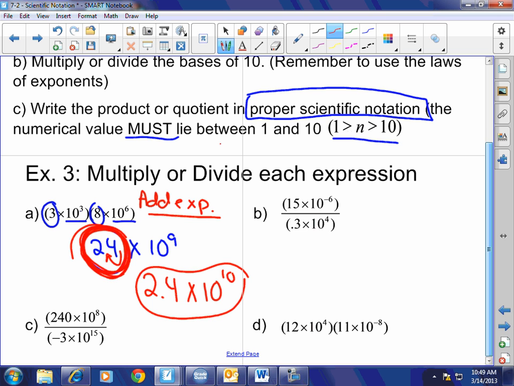Okay. Let's say it was 240, good question, times 10 to, let's say, the 4th. So I'm going to go 1, 2 to the left. So that's going to be 2.4 times 10 to the 6th. I added exponents because my original number, the absolute value of it, was larger than 1. Great job, son.